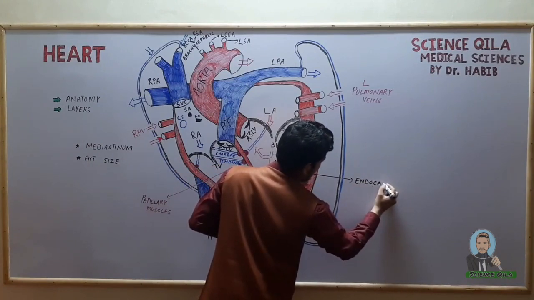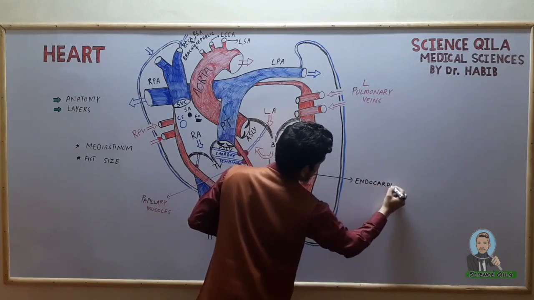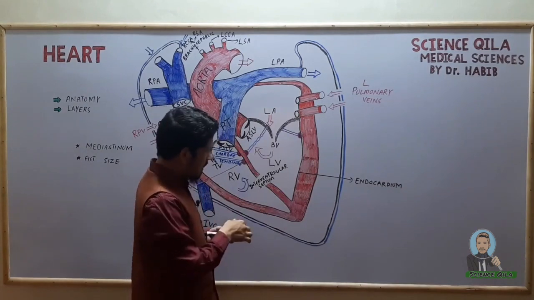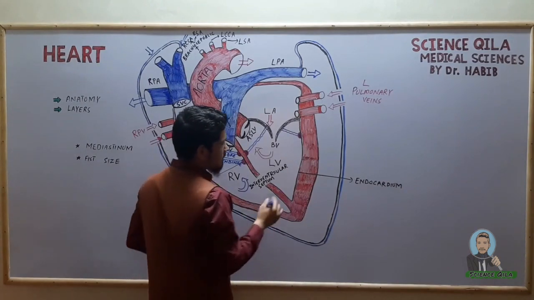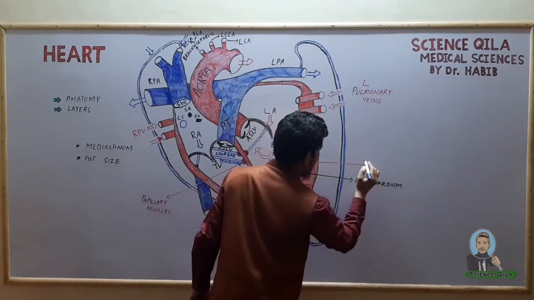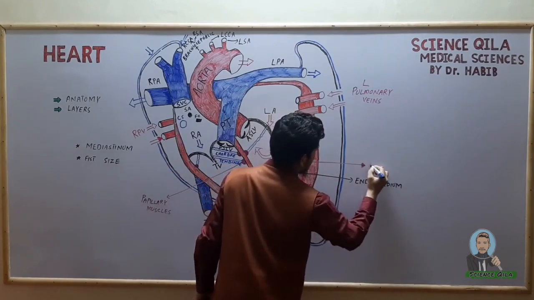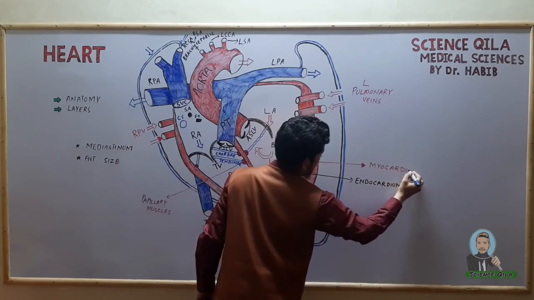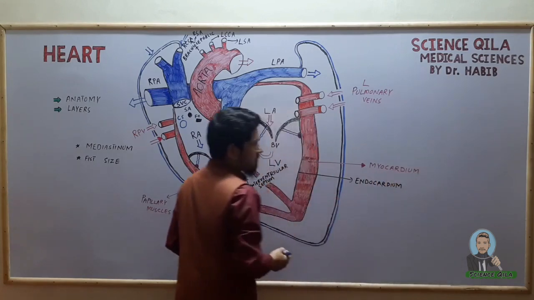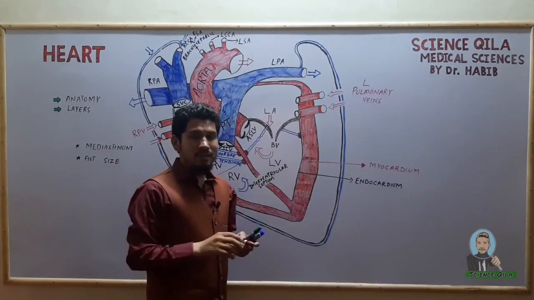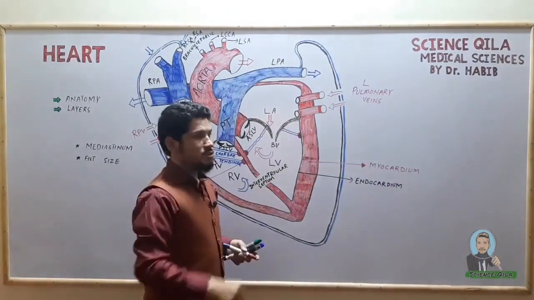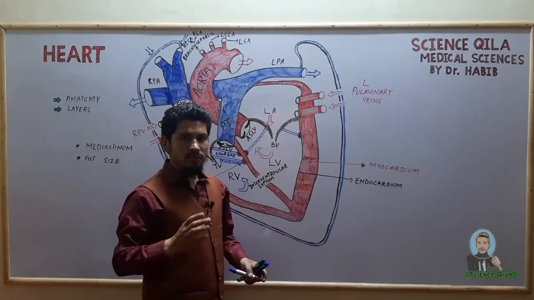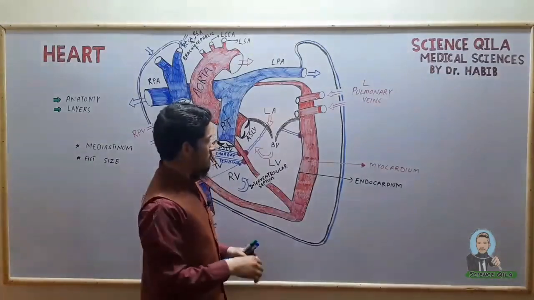Endocardium is composed of a single layer of endothelial cells. And then the second layer, colored red over here, is the middle myocardium. Myocardium contains the main cardiac muscle tissue of the heart, and this myocardium is responsible for the pumping action of the heart.